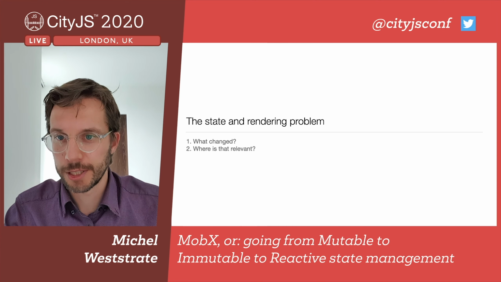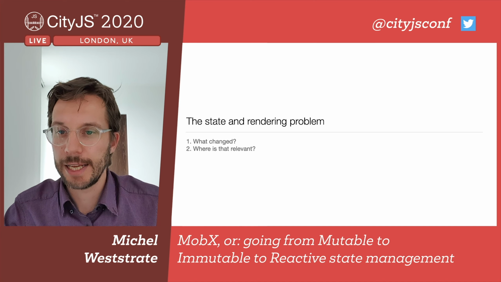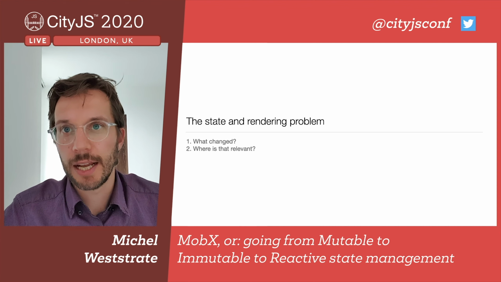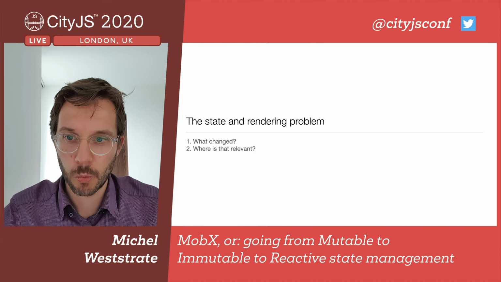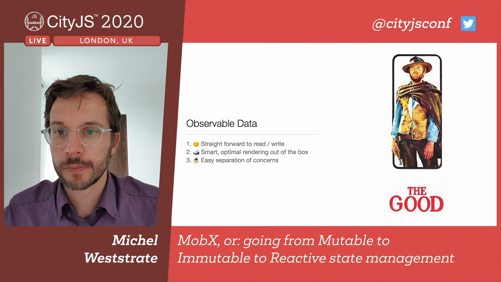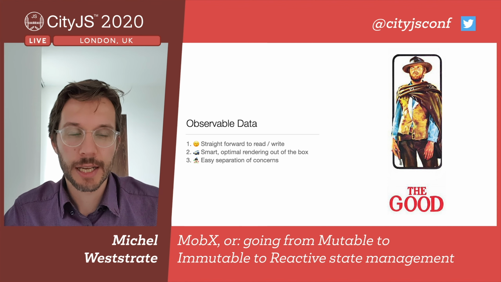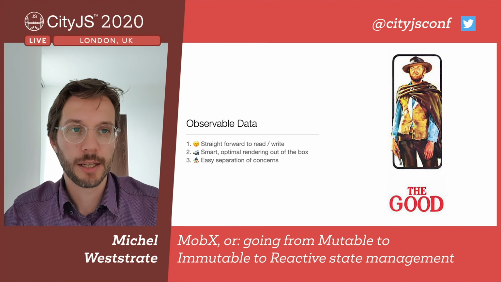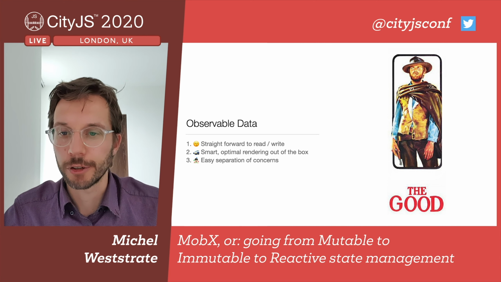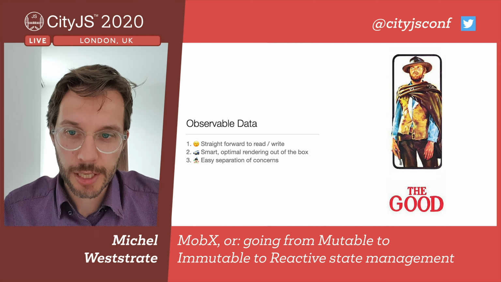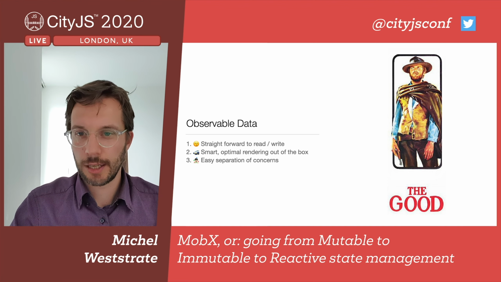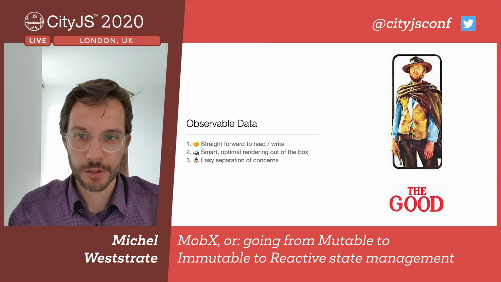And that is because observable data solves this problem. First, we know exactly what changed because it's detected on a per field basis. And secondly, because it subscribes automatically, we know exactly where those changes are relevant to which components. And so observable data is in essence pretty straightforward to write and to read because we just use the same APIs as we did with the mutable data before. But we get very smart rendering out of the box. And also it allows for very easy separation of concerns, but I'll discuss that later.